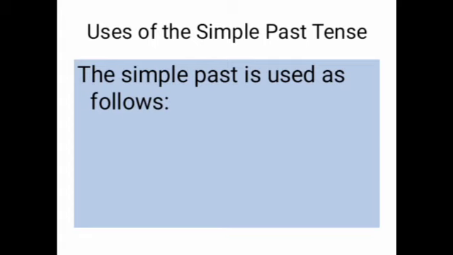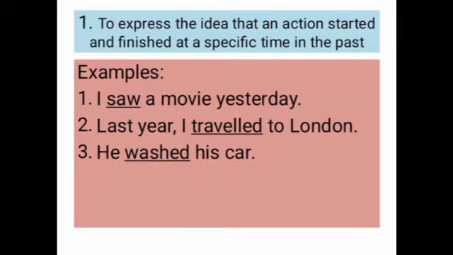The simple past tense. We are through with the simple present tense. So what about the simple past tense? It talks about the past, what happened in the past. So how do we use the simple past tense? Number 1, we use the simple past tense to do what? To express the idea that an action started and finished at a specific time in the past.